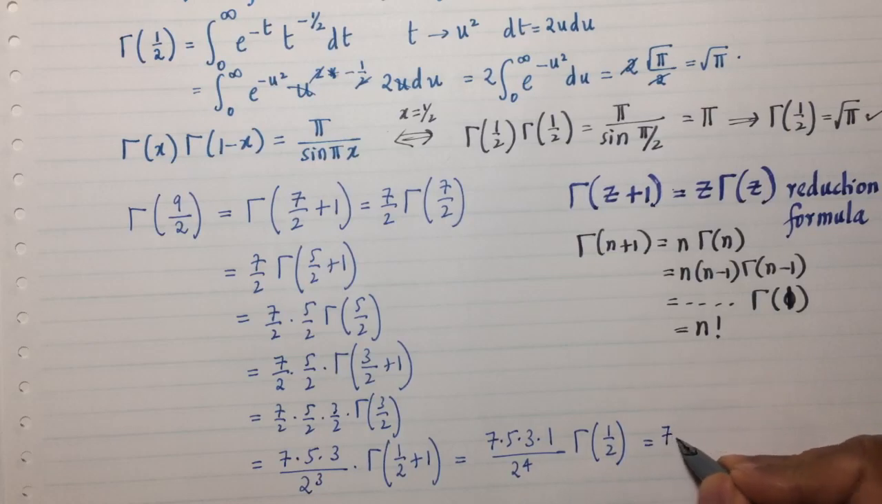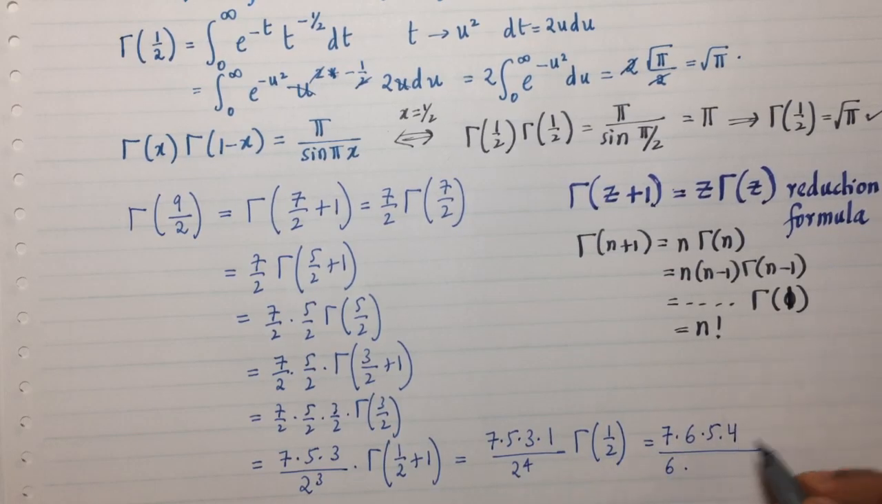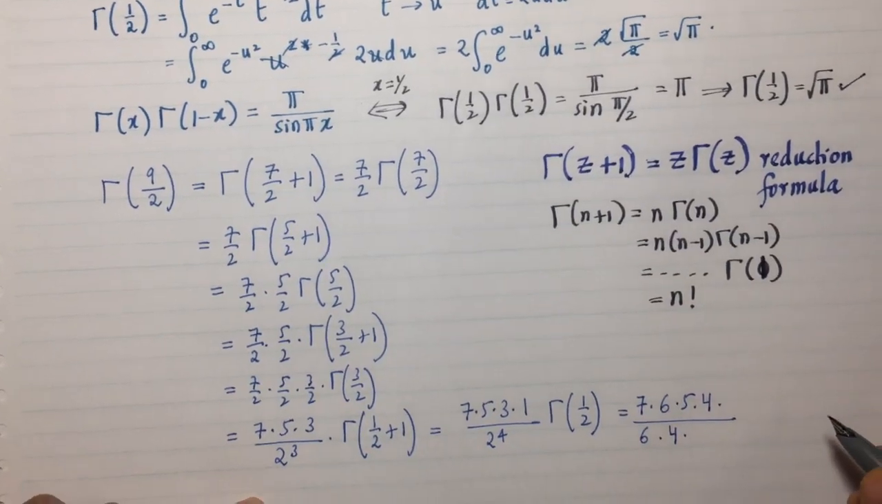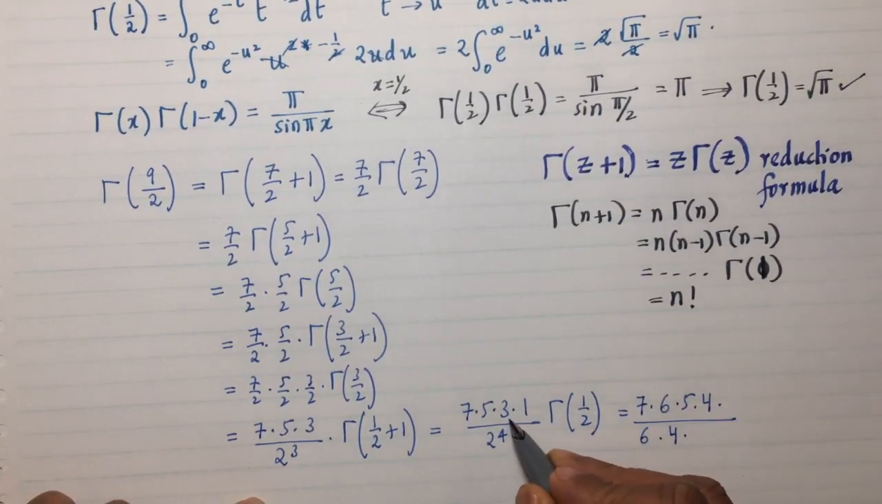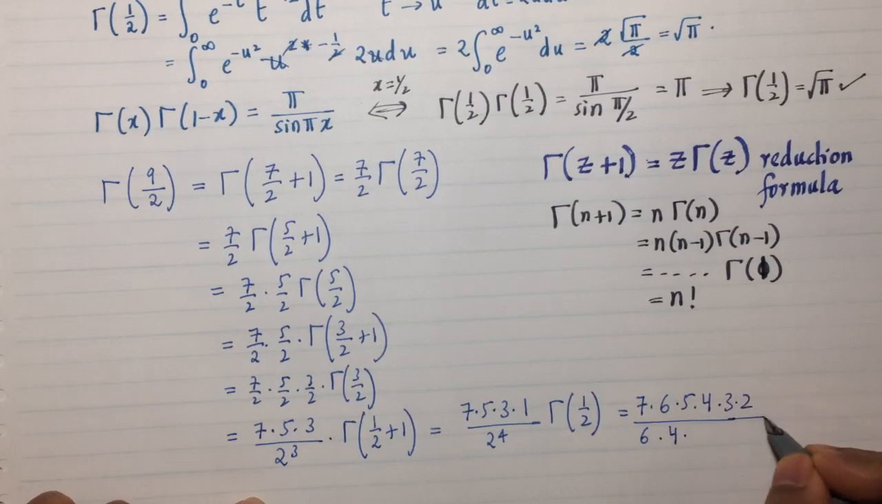I know that after 7 comes 6, so I'll do that, and at the same time I'll divide by 6. And after 5 I know comes 4, so I'll do that, and at the same time I'll divide by 4. And after 3 I know there's going to be 2, so I'll do that and multiply by 2. So that gives me 2 to the 5, because there's already 2 to the 4 down there, times root pi.